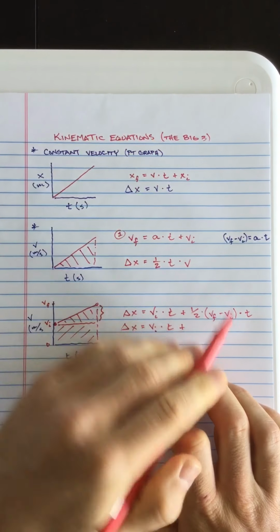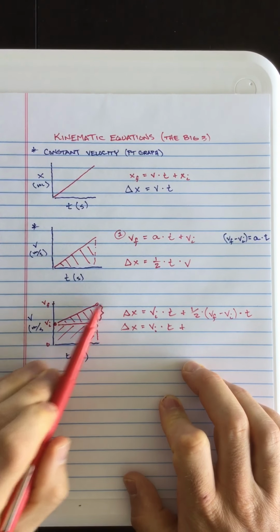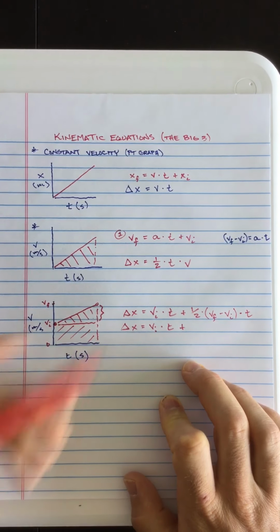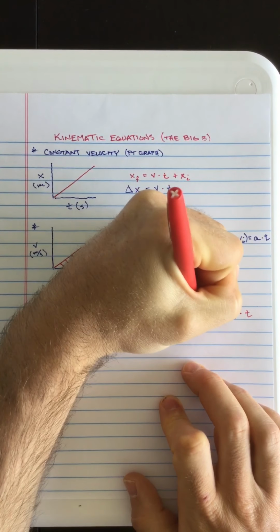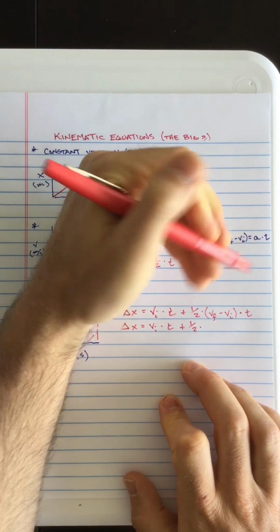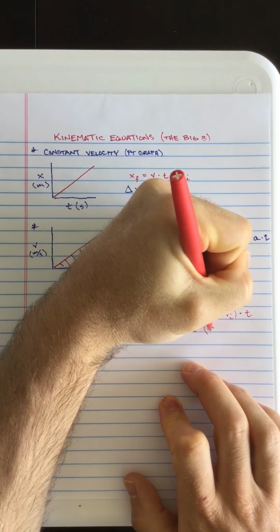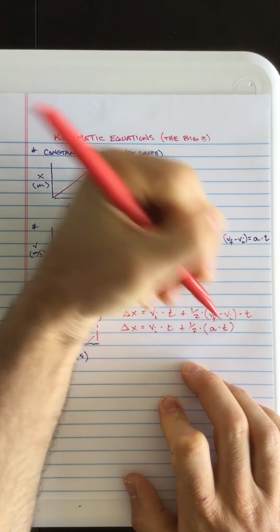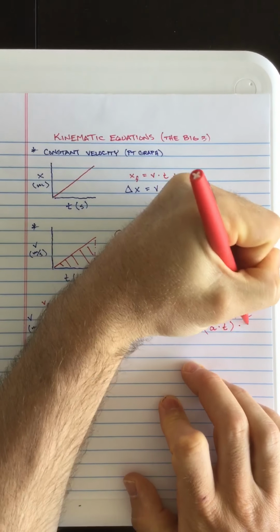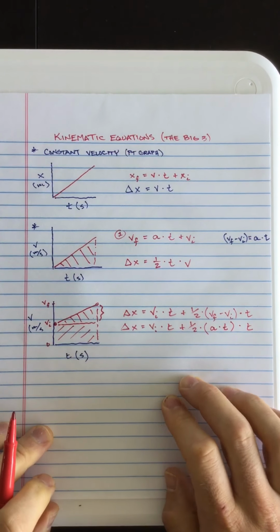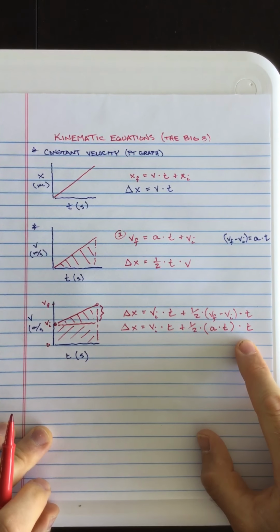That's where this second part, the triangle, comes into play, where you can see the velocity changing, of course. It would then be 1/2 times, I'm going to replace vf minus vi with a times t, and then I still have to multiply it by the time. All right. I'm going to clean this up just a tad right here.